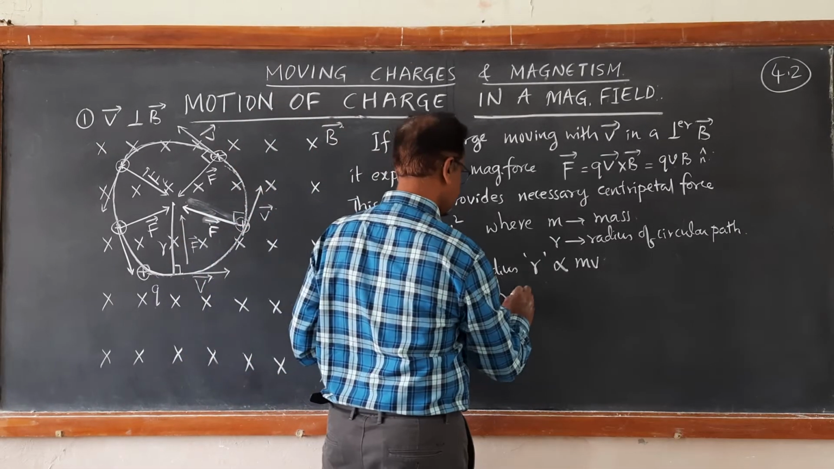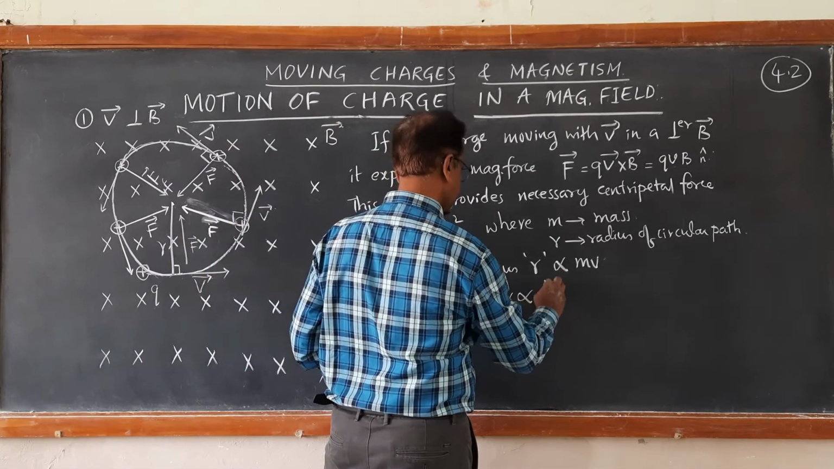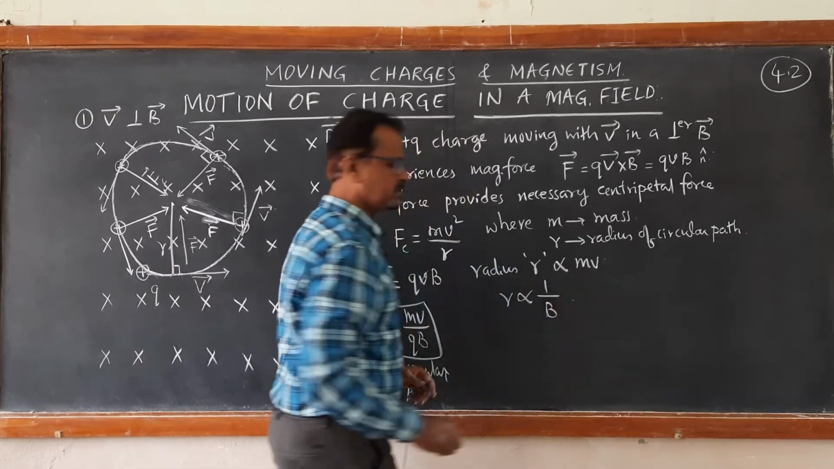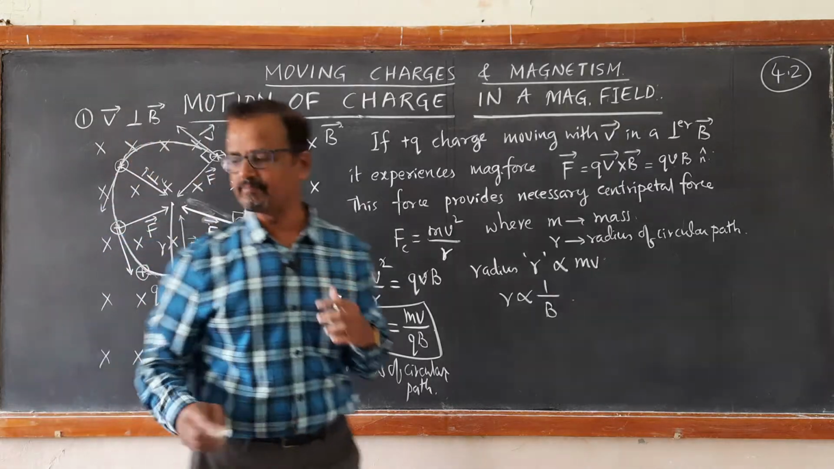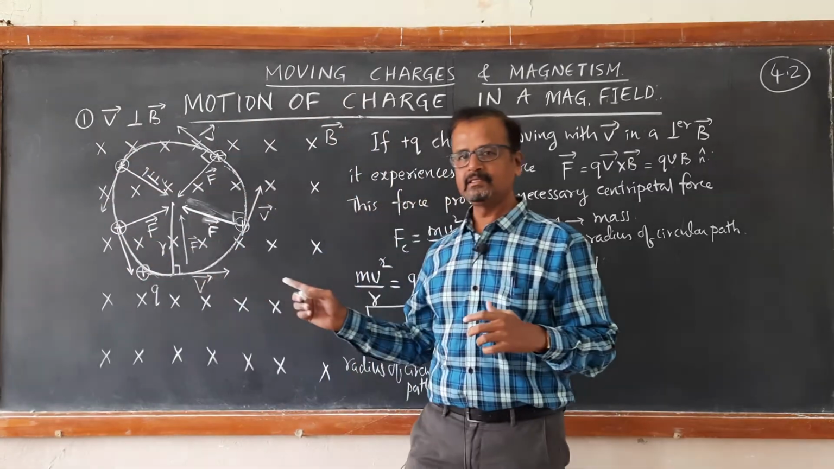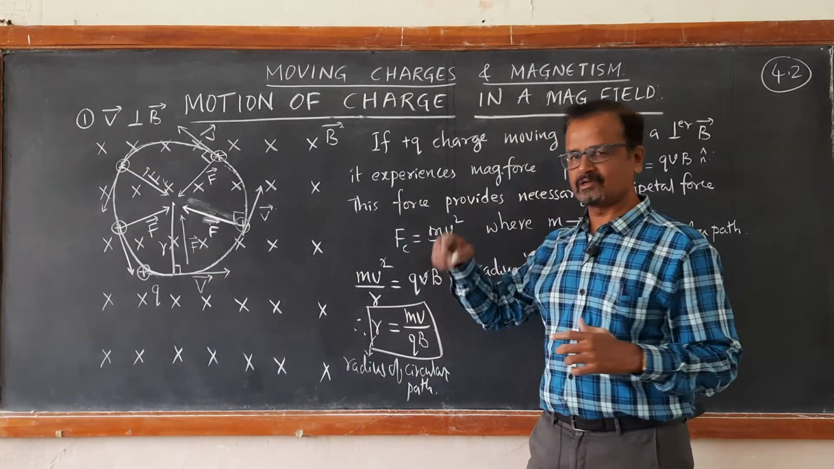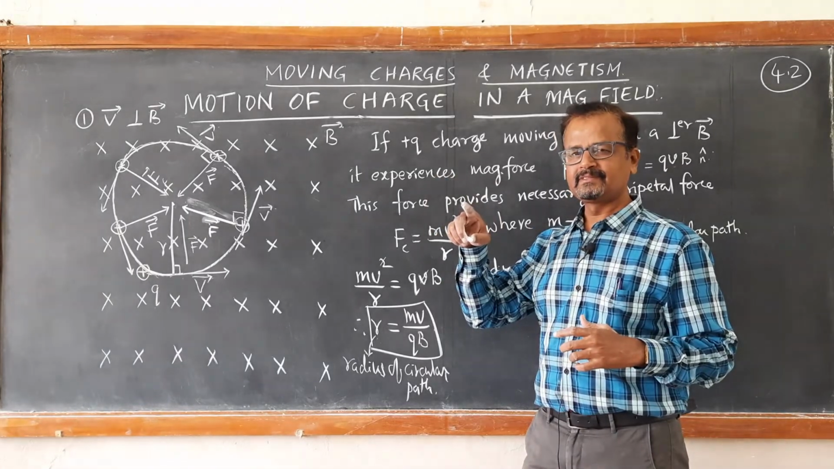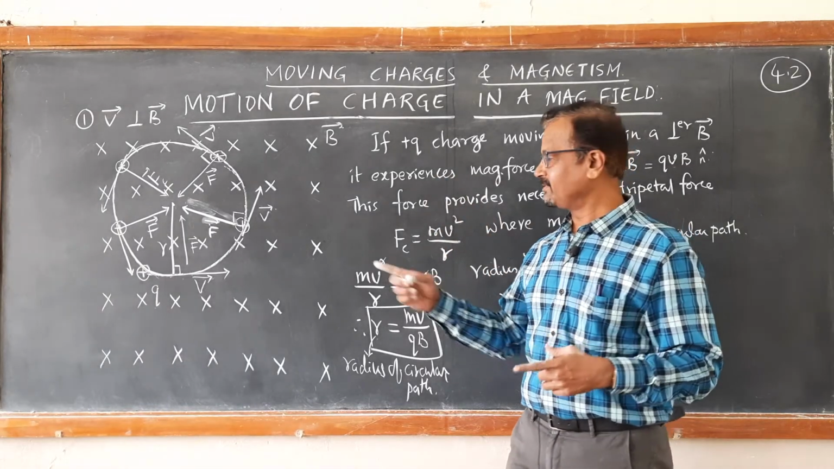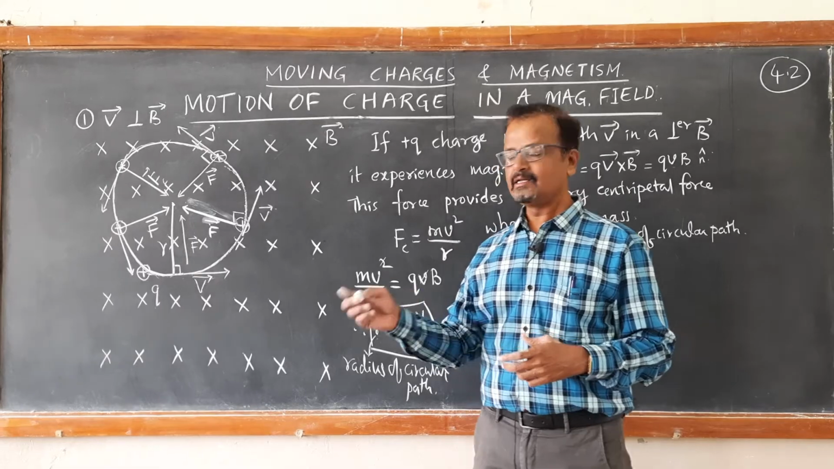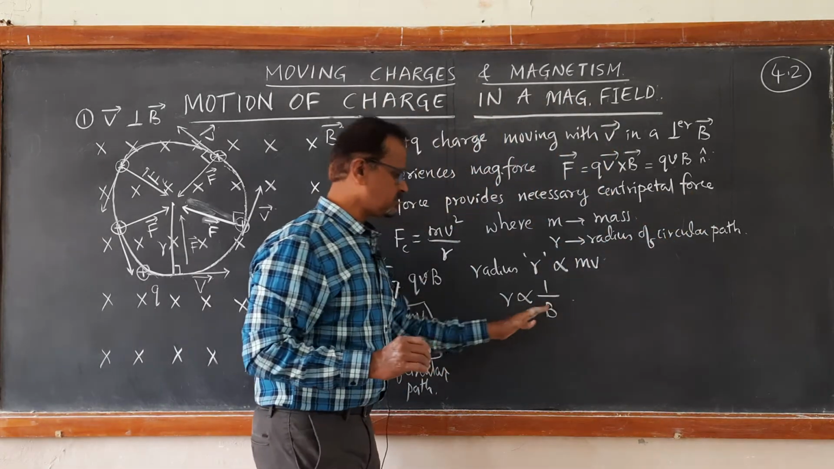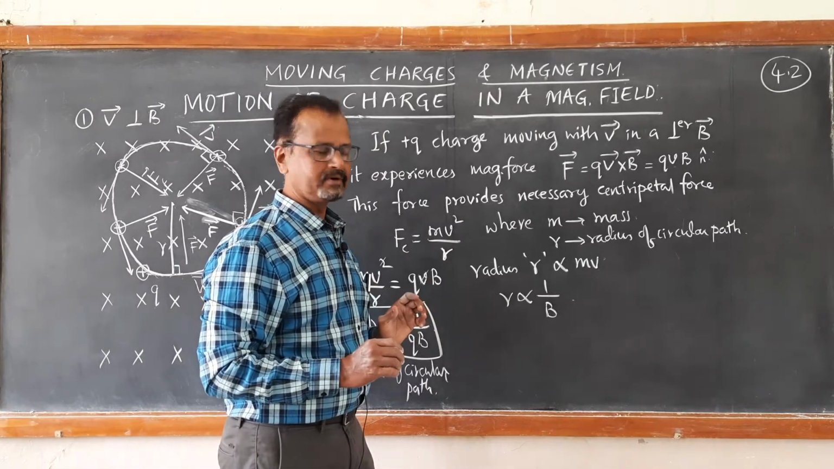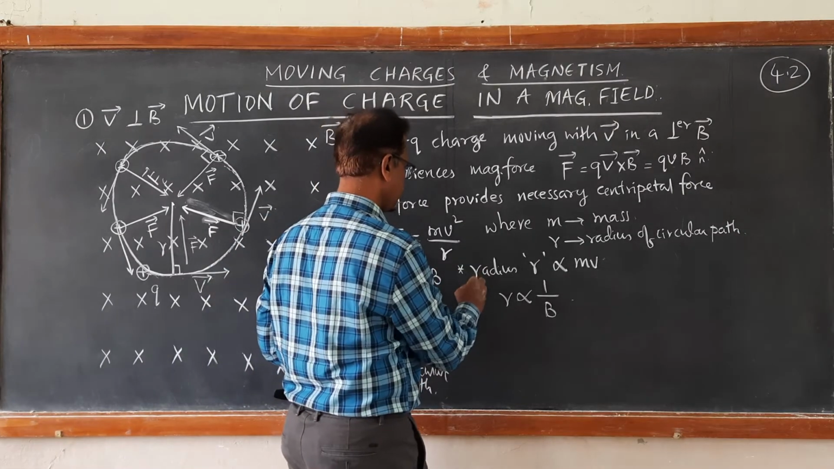Then R is also inversely proportional to the magnetic field. The larger the strength of the magnetic field, the shorter is the radius of the circular path. The lesser the strength of the magnetic field, the larger is the radius of the circular path. That's how radius is inversely proportional to magnetic field B. These are the 2 points to be remembered.